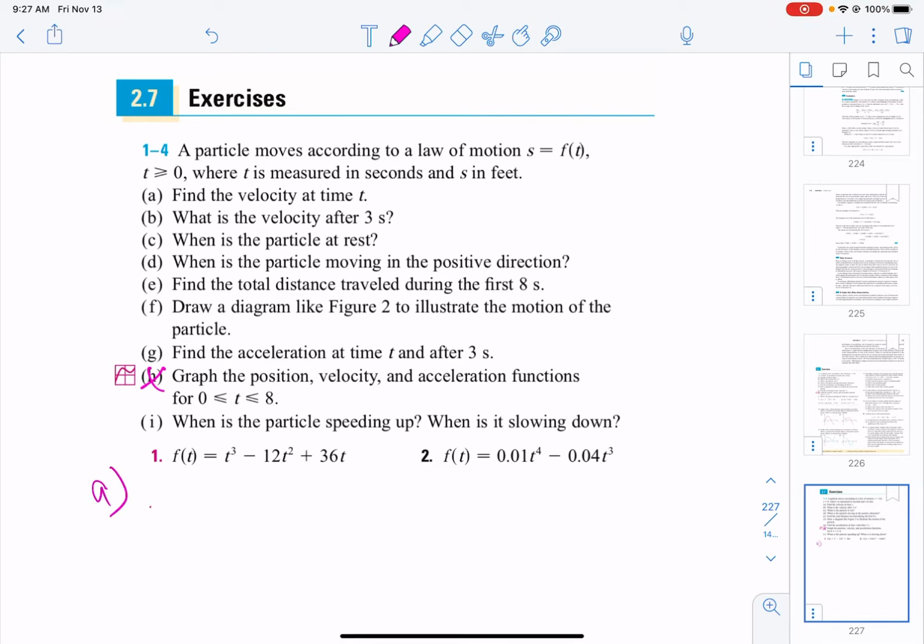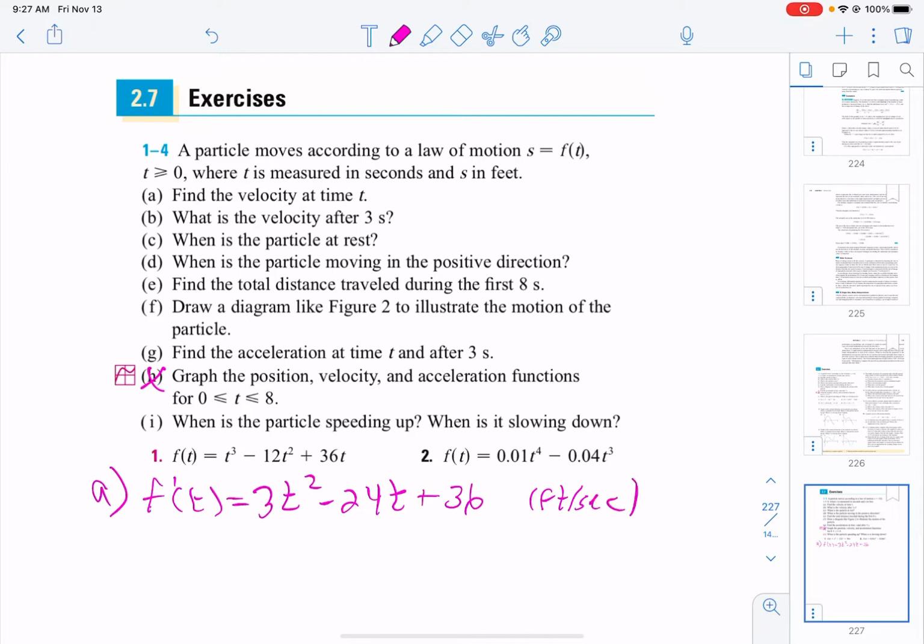So the velocity, if this is our position function, is just the first derivative of our position. So that's going to be 3t squared minus 24t. Oh, don't forget the plus 36. So that is our velocity. And since our original position was in feet, this would be in feet per second. So we've differentiated with respect to time, which was seconds.